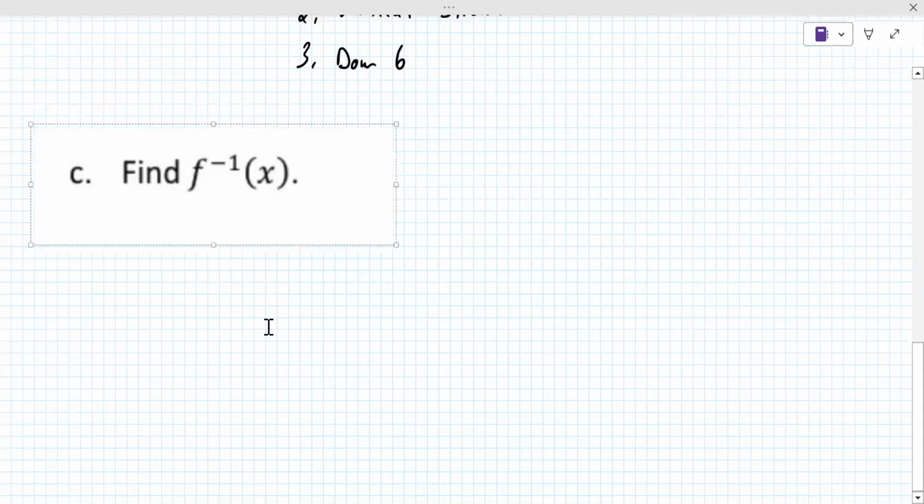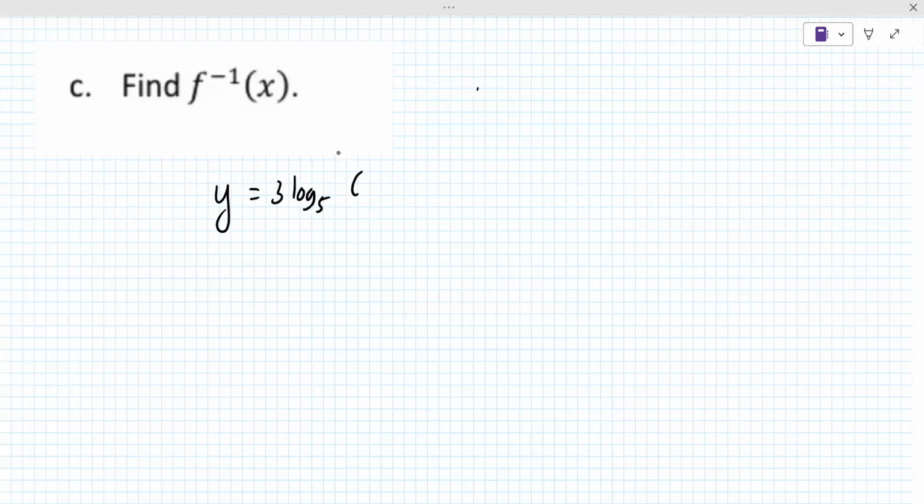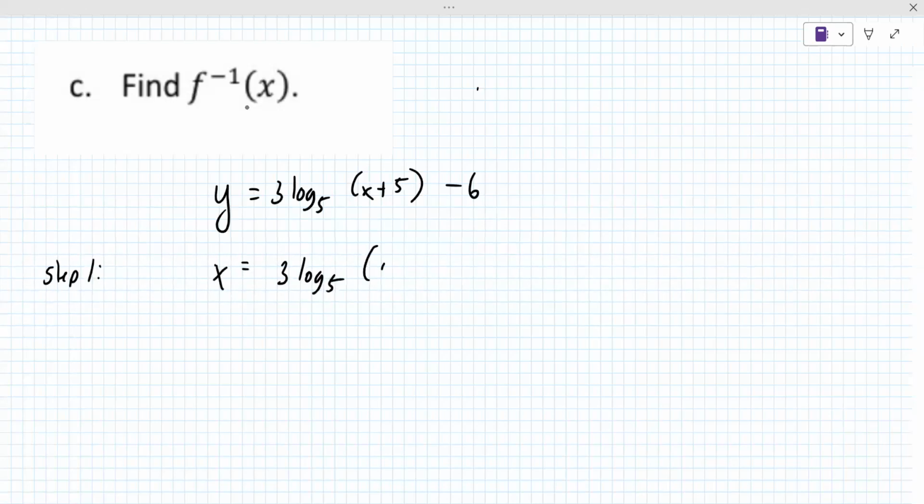All right, so f inverse of X, we're going to start with the original function here, y equals 3 log base 5 of X plus 5 minus 6. I'm not sure if you like cooking or baking, but the inverse is like a recipe. There's step 1, step 2, step 3, step 4. You follow the steps. Some take a little longer than others, but if you do the same thing every time, you'll always get the inverse. So step 1 here is to switch X and Y. So it's X equals 3 log base 5 of Y plus 5 minus 6.